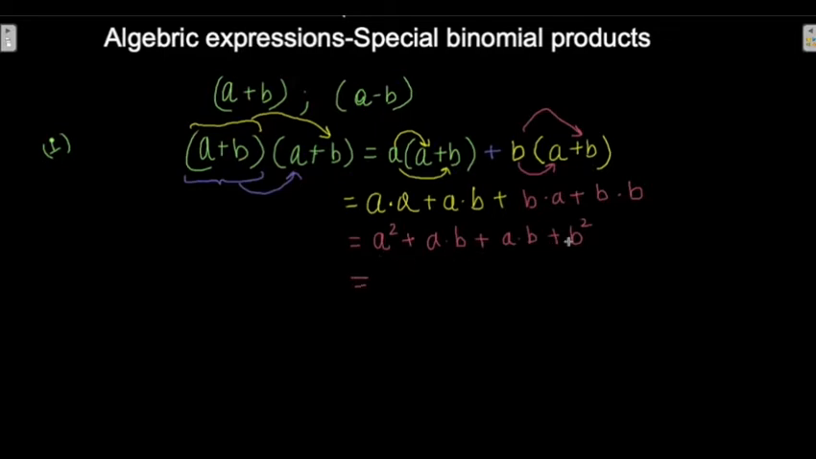So let's write in the order of their degrees. It becomes A square plus B square plus 2AB. So the identity which we have now is A plus B whole square. This A plus B into A plus B becomes A plus B whole square. How do we read it? We read it like A plus B whole square is equal to A square plus B square plus 2AB.